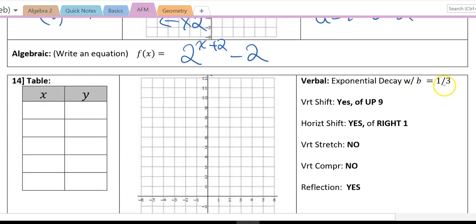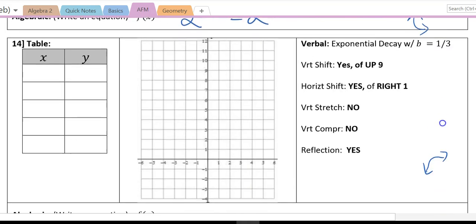Exponential decay with the b being 1/3. We know that it's going to go down to the right. It does have a reflection, so it's actually going to look like this, but we'll get to that in a moment. Vertical shift is up 9, so that's going to be your y. Horizontal shift right 1, so that's your x, so it's going to be 1, 9. Put a dot right there.